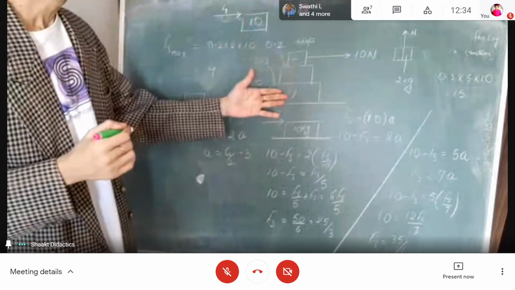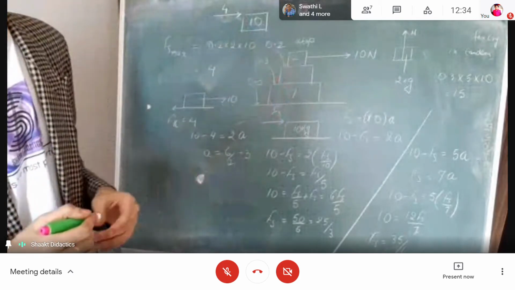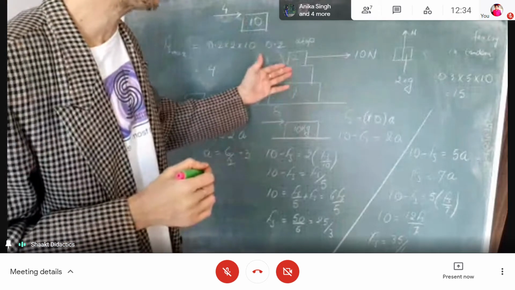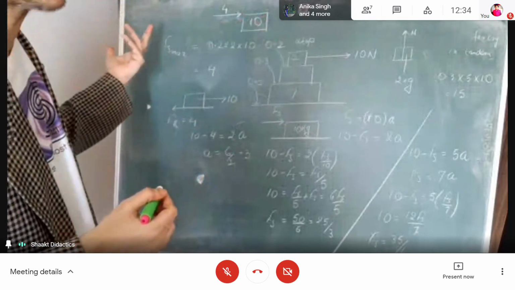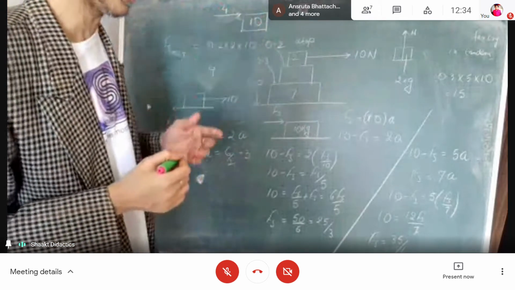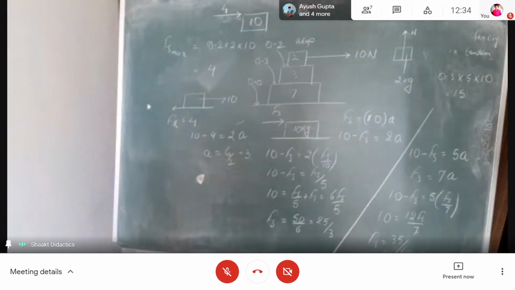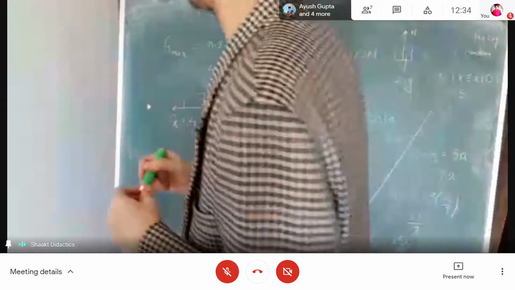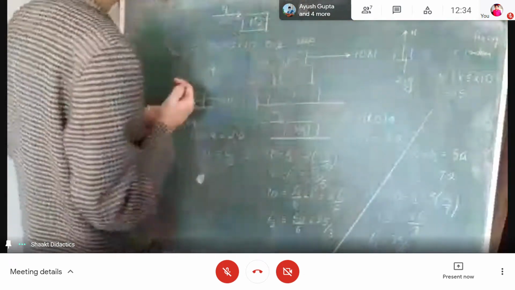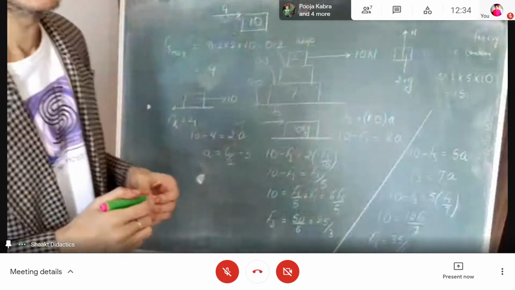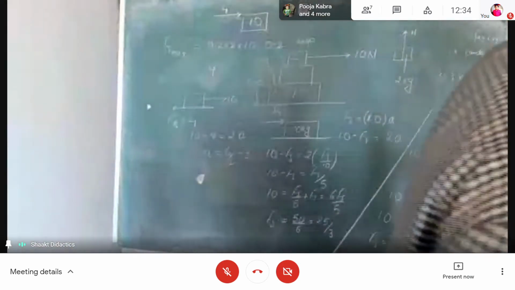7 and 3 collectively, they will move with what acceleration? 4 by 10, which is how much to us? 0.4 meter per second square. Getting it? Please do check if anything is to be asked.